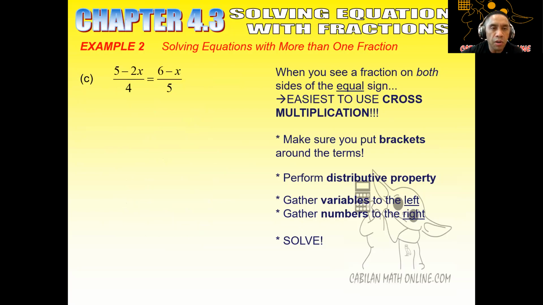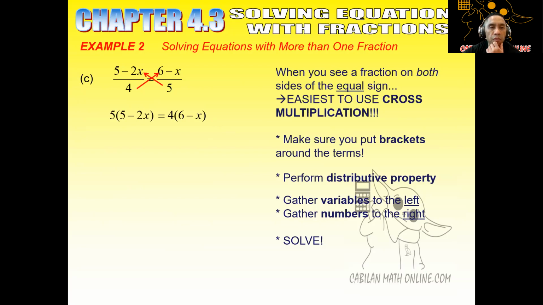All right, this one over here, I just changed it a bit just to change the order of the x's here, but the technique is exactly the same. So anytime you see two fractions with two different denominators, the easiest way to get rid of it is to cross multiply. So when you do that, we're going to multiply the 5 to both the 5 and the -2x, and the 4 to both the 6 and the -x. I'm just rewriting this step over here so you can see, as a reminder, that we do need to multiply those numbers to the two terms on the cross side there.